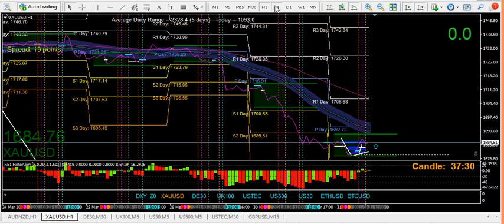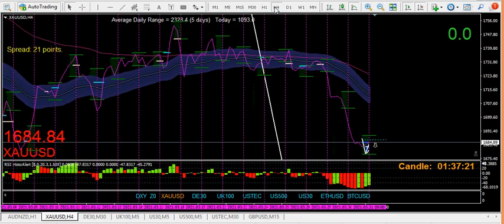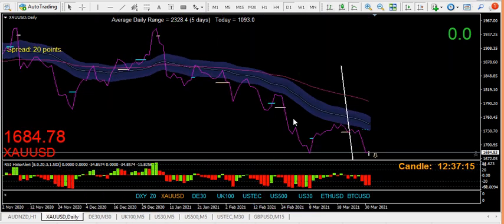This is the H1 chart. H4 chart, now clearly we can see, oh, the boxes haven't caught up. There we go. Clearly we can see we're in a downtrend, but clearly also we can see we are at some sort of massive support as well.